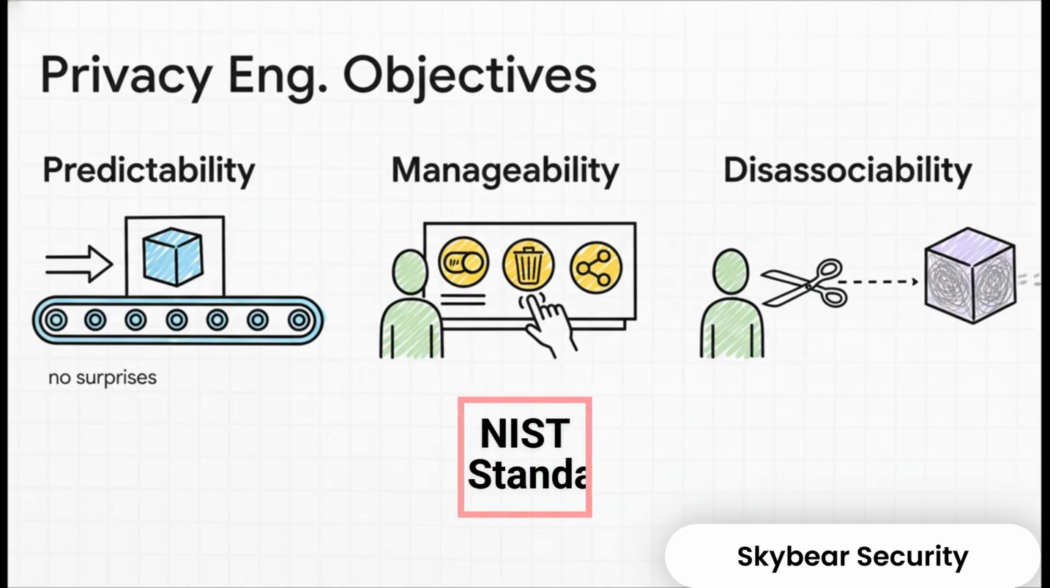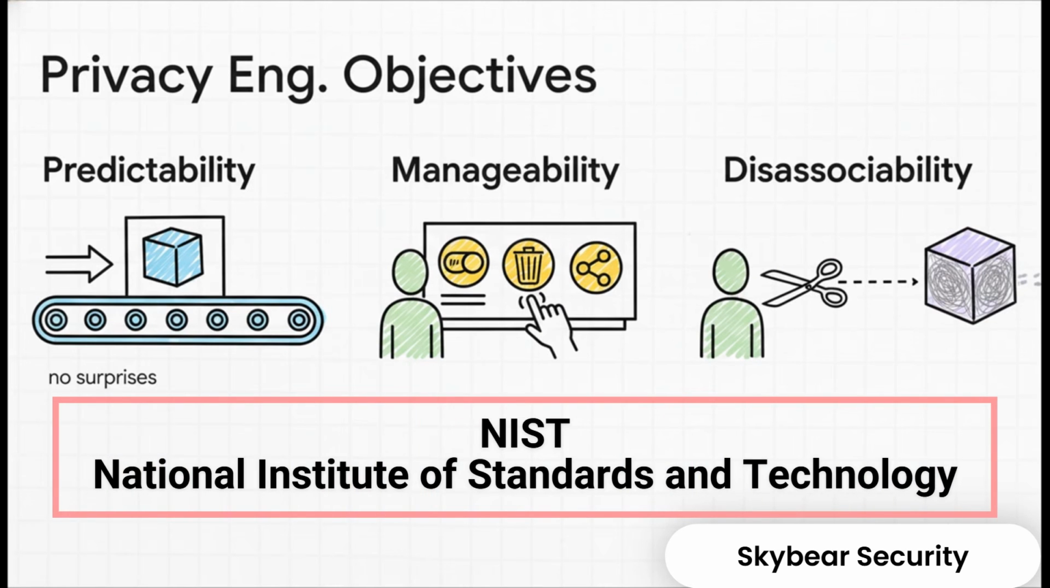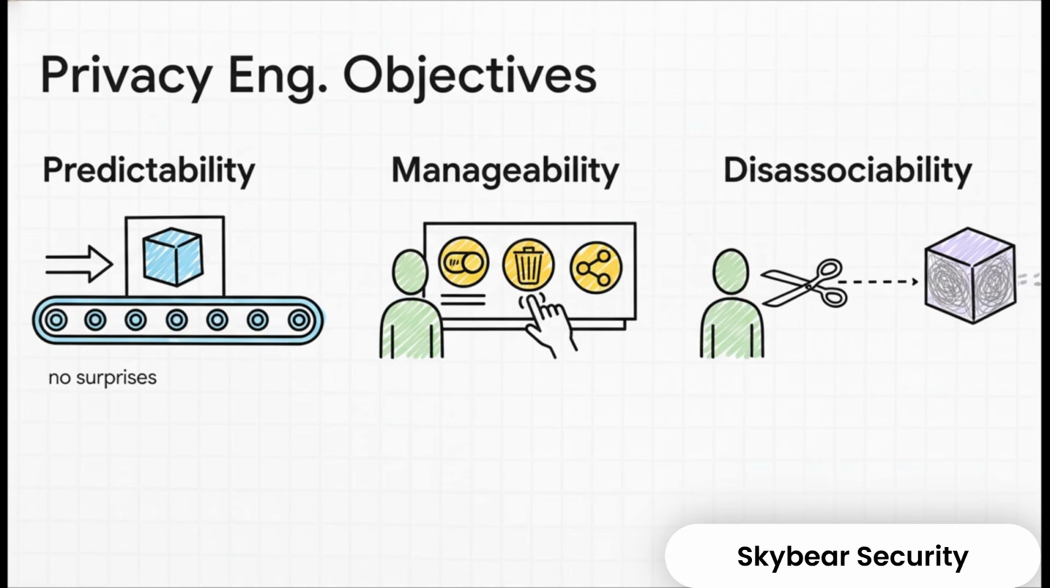Well, if you look at the framework from NIST, that's the National Institute of Standards and Technology, it really boils down to three big things. First, predictability. The system does what it says it's going to do. No surprises. Second, manageability. You're in the driver's seat. You get easy-to-use controls to see, change, or delete your information. And finally, disassociability. This is a cool one. It means the service can process data without connecting it to you personally. It's kind of like the difference between paying with a credit card versus paying with cash.